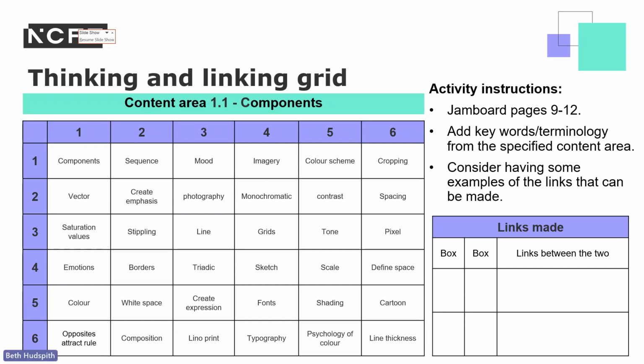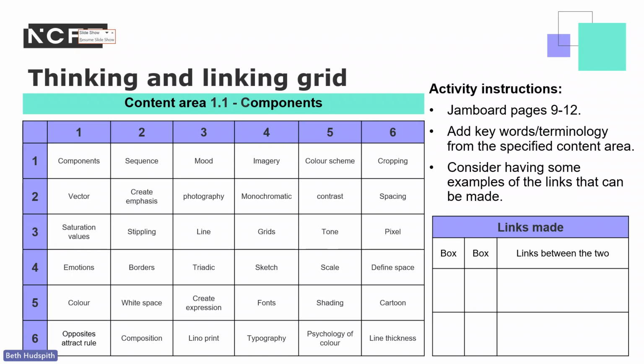So the next activity is the thinking and linking grid. A content area or section of indicative content is chosen and all the keywords and terminology associated with it are placed within the spaces in the grid. So this example is for content area 1.1, components.